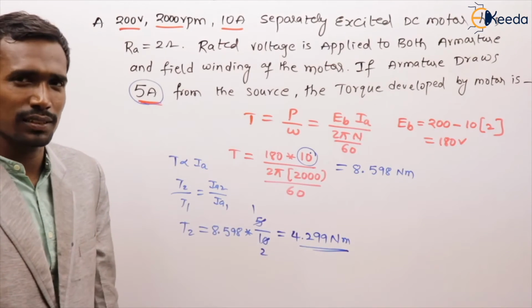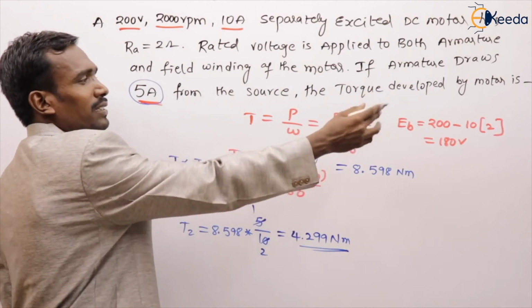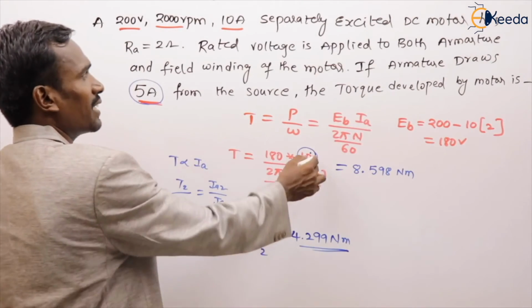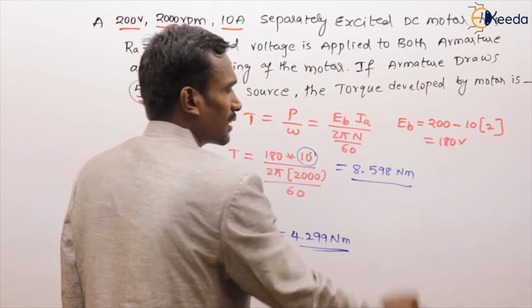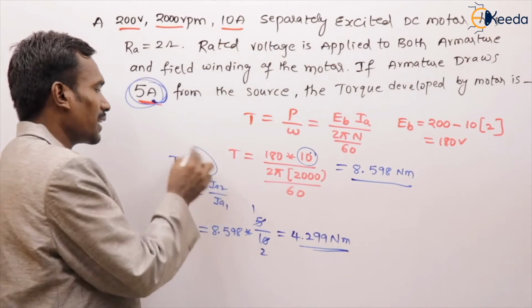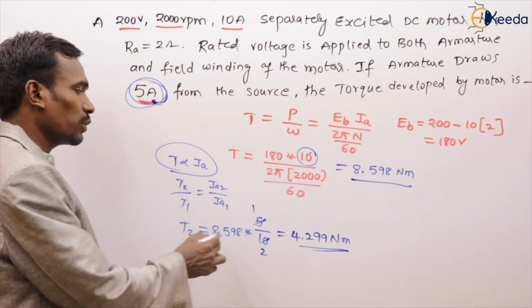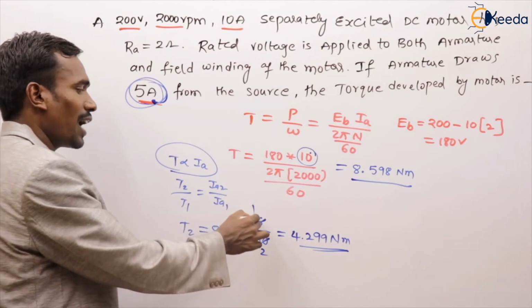4.299 Newton meters. What have I done? Torque T is equal to P by omega, which is EB into IA. EB is 180 volts, IA is 10 amperes. Actually, I calculated the torque, but I want the torque at 5 amperes. Torque is directly proportional to IA. T2 by T1 is equal to IA2 by IA1, so T2 is equal to T1 into IA2 by IA1.